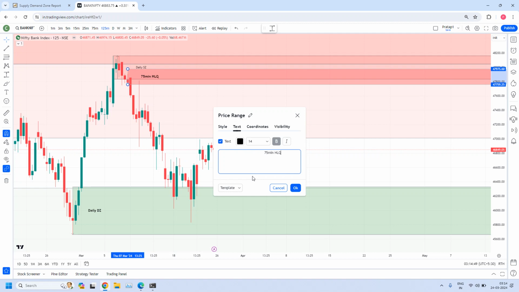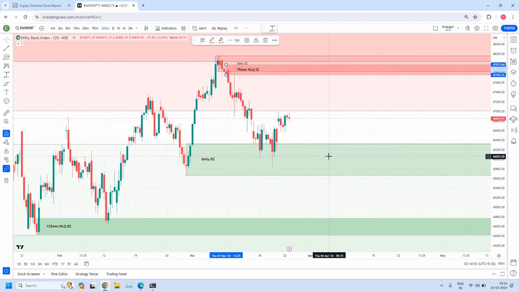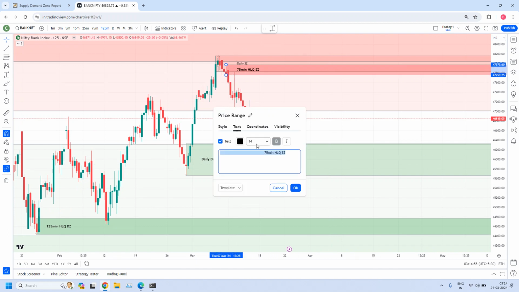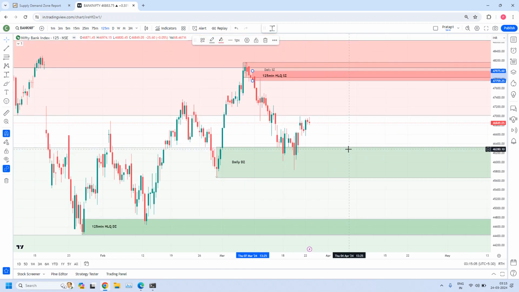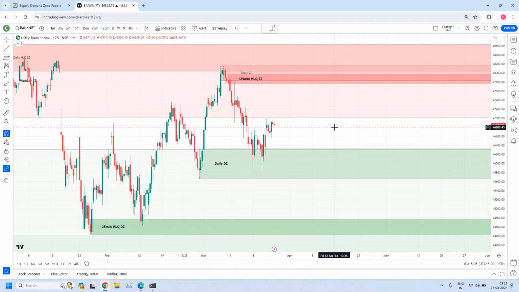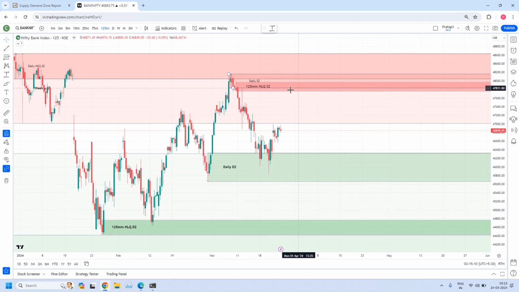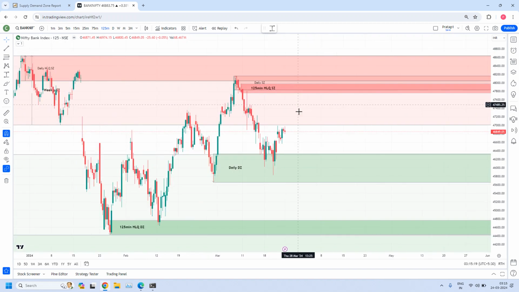This is 75 minutes high liquidity supply zone. I mean 125 minutes, not 75. See how the ranges are narrowed down now. Probably this could be the immediate support level at 125 minutes level. The levels will come down once you go to lower time frames.